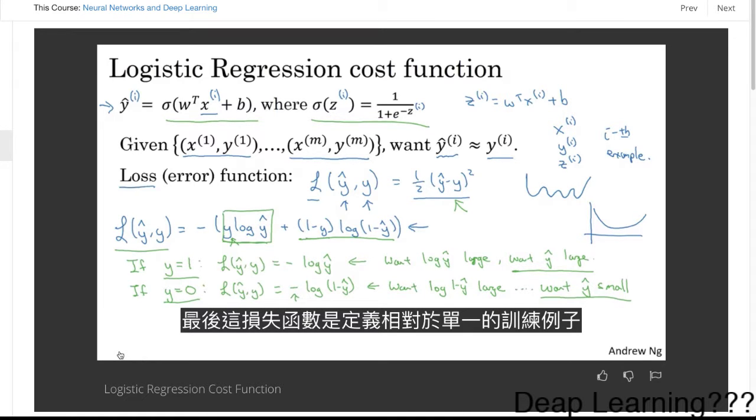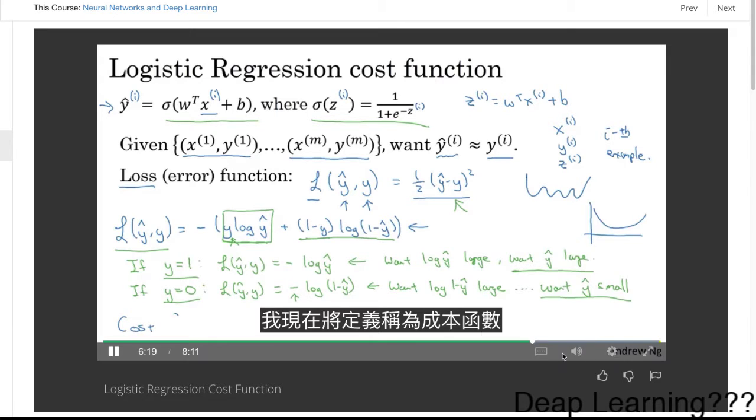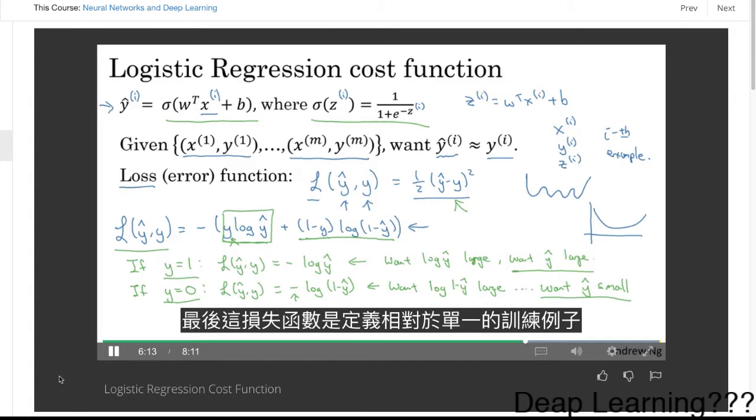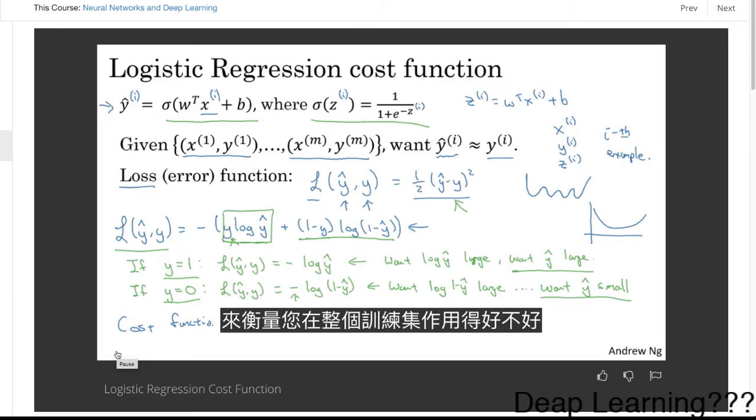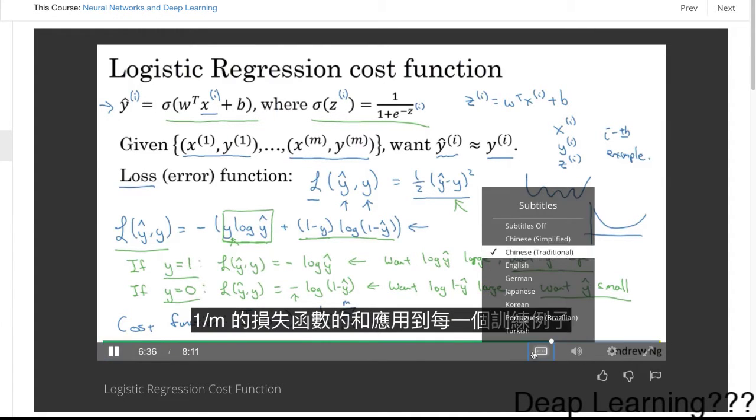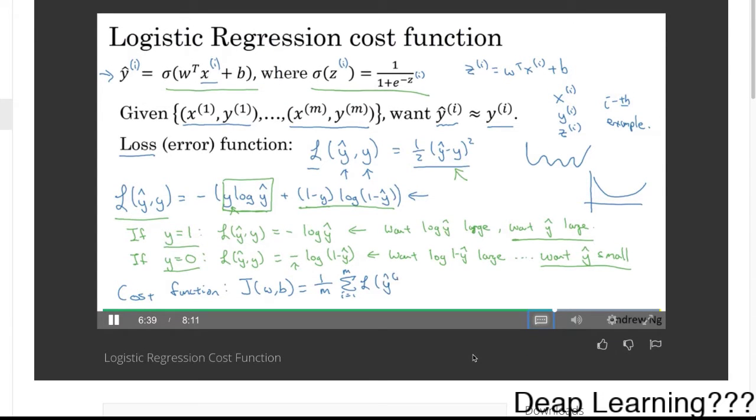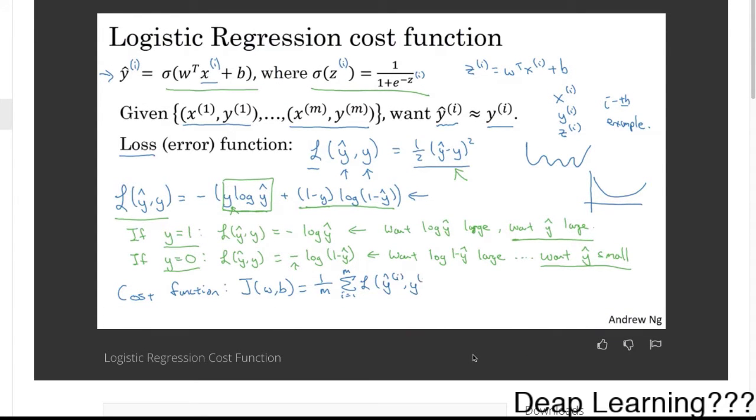Finally, the loss function was defined with respect to a single training example. It measures how well you're doing on a single training example. I'm now going to define something called the cost function, which measures how well you're doing on the entire training set. So the cost function, J, which is applied to your parameters W and B, is going to be the average, really, 1 over m of the sum of the loss function applied to each of the training examples in turn.